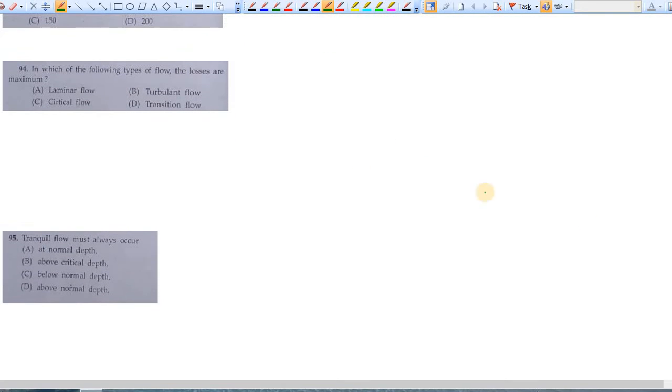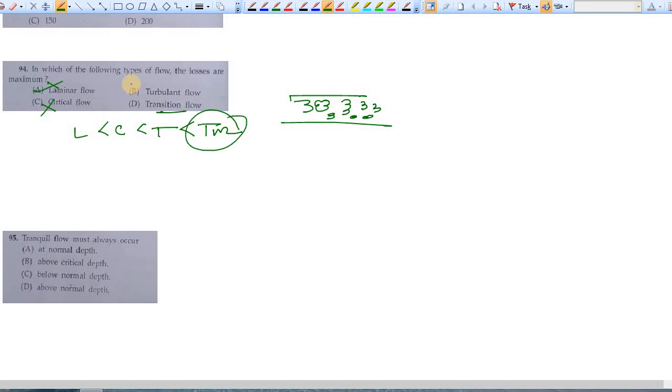Well, next is, in which of the following types of flow are the losses maximum? Laminar flow. Well, the losses in flow are due to the formation of eddies or vortices, whatever you can say. In case of laminar flow it is less. In case of critical flow it is quite higher than laminar, and then in case of transition flow this is more, and this eddy formation is highest in case of your turbulent flow. Okay, so losses are maximum for turbulent flow.